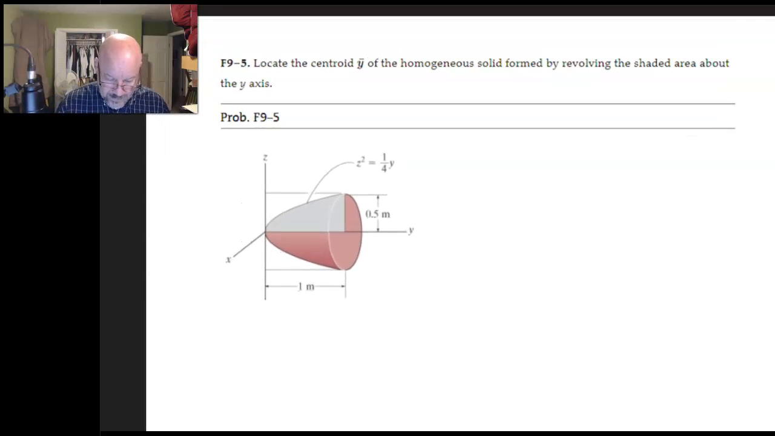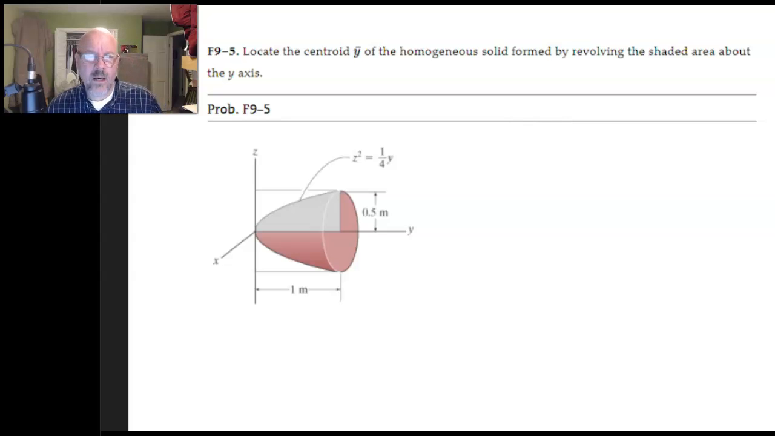So in this one, we are looking for a centroid. Now, it just says Y, it doesn't say X or Z, but you can see that the thing is symmetric around Y. So the Z centroid and the X centroid are actually on the Y axis. We can call that argument by symmetry: the X and Z centroids are on the Y axis. So what we've got to do is figure out where that centroid is going to be.